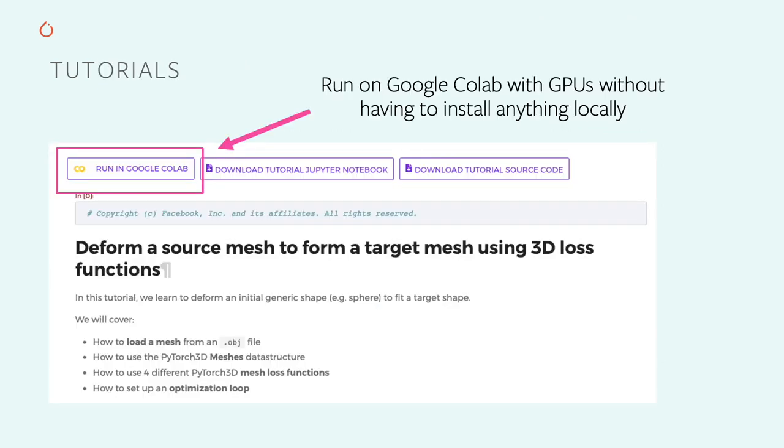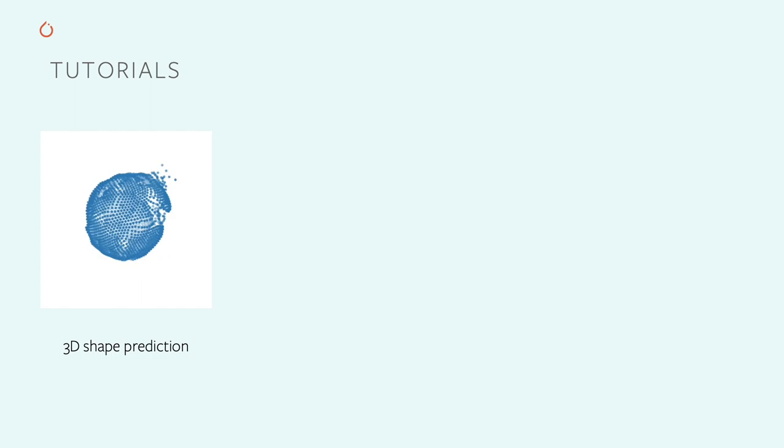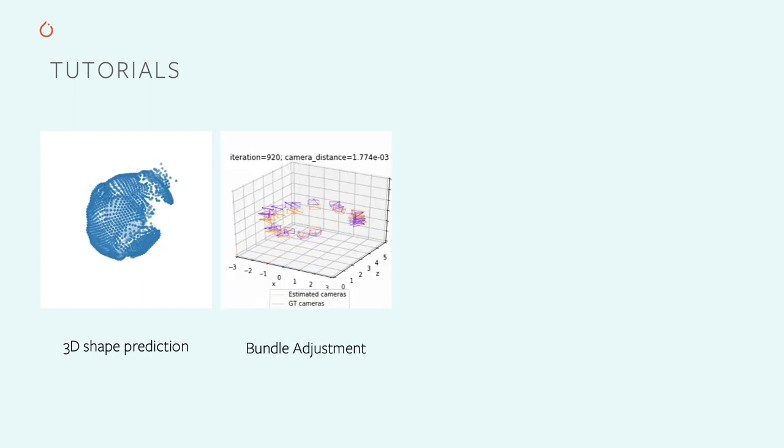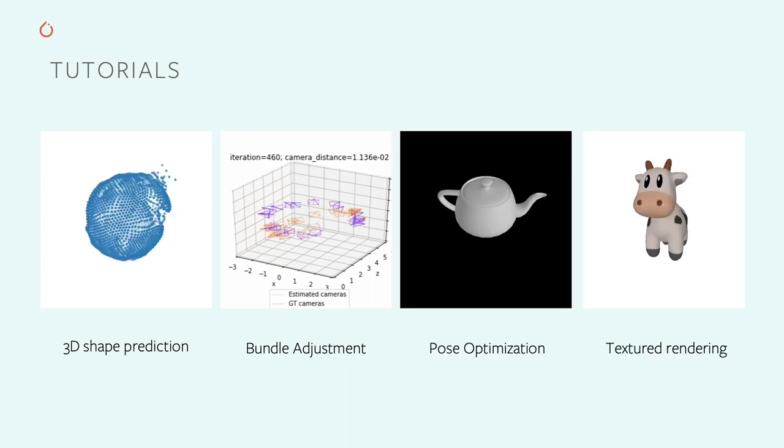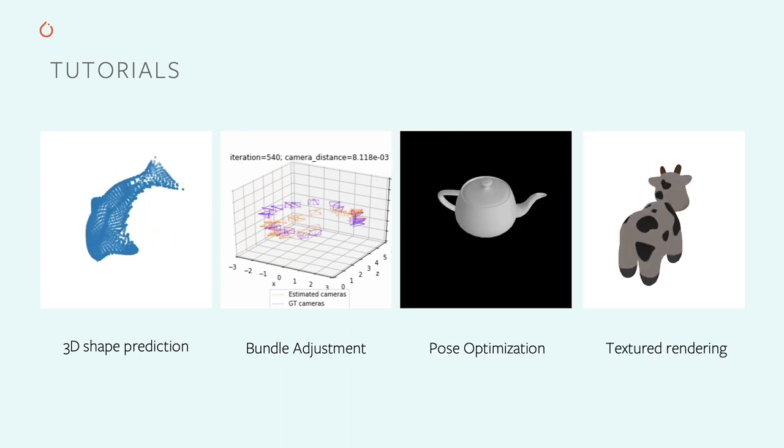I want to conclude by highlighting how you can get started with PyTorch3D. On the GitHub repository, we have several tutorials which take you step by step through some example use cases. These tutorials can also be run with Google Colab, so you can try the code without having to download or install anything. The tutorials include 3D shape prediction, bundle adjustment, pose optimization, and textured mesh rendering from multiple viewpoints.